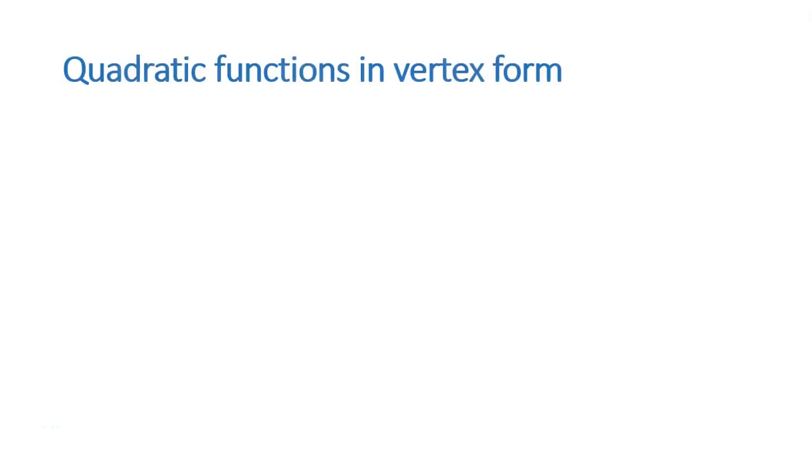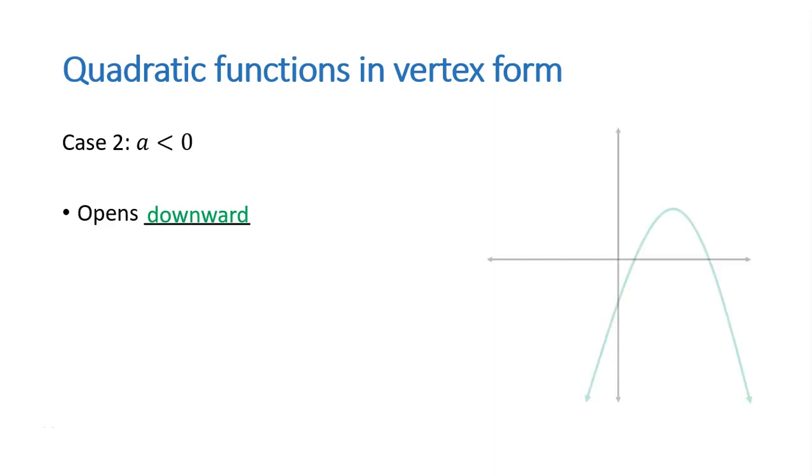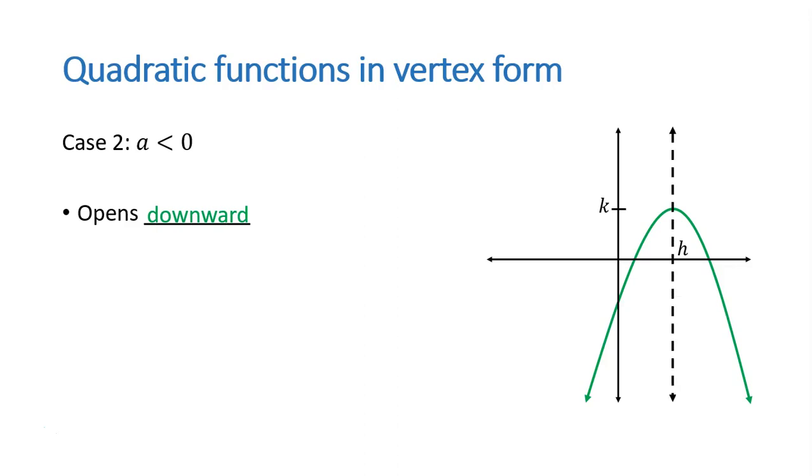The other possibility for our function is that a is less than 0, so our leading coefficient is negative. In this case, our graph opens downward, so that means when we graph the parabola, the tails are going to actually be pointing downward towards negative infinity. However, everything else is pretty much the same. So we still have h and k for our coordinates for our vertex, so h is our x-coordinate, k is our y-coordinate. And we still have the axis of symmetry that goes through the parabola, dividing it in half, and it's always of the form x equals h, where h is the x-coordinate of the vertex.